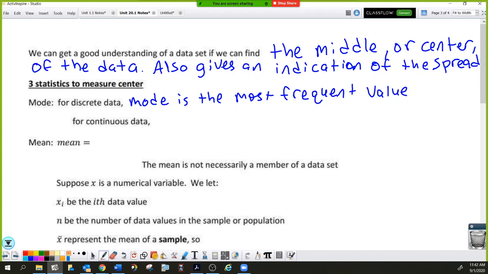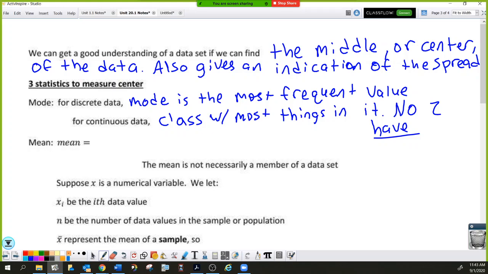So let's be more eloquent. What we're going to say is we're going to use the modal class because no two values have to be the same. This is the class with the most things in it. No two have to be equal.